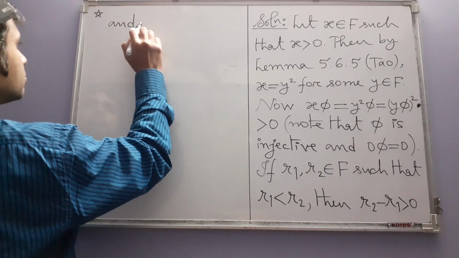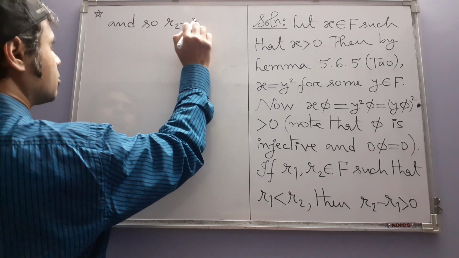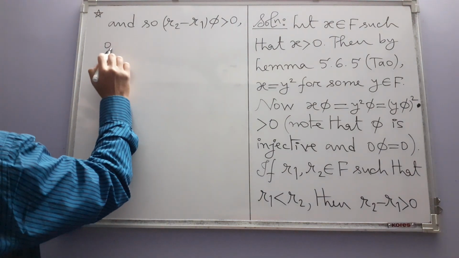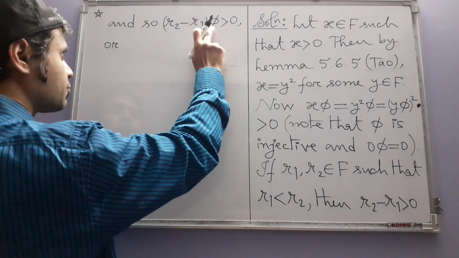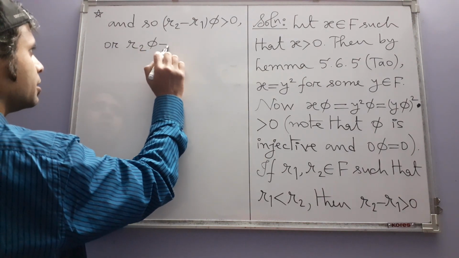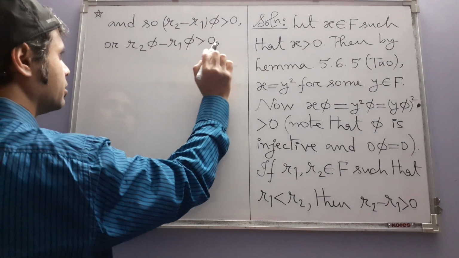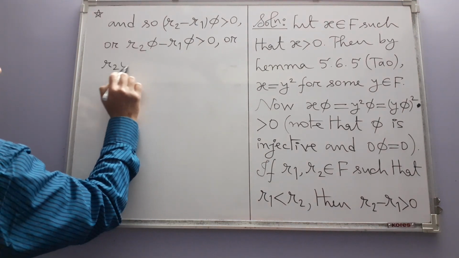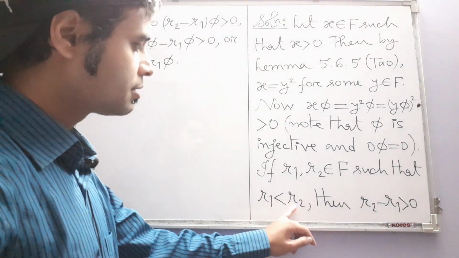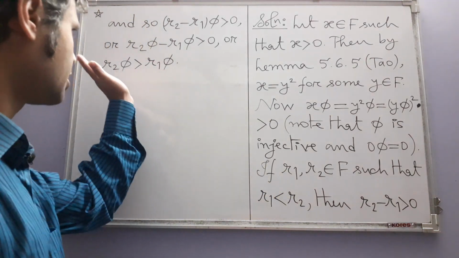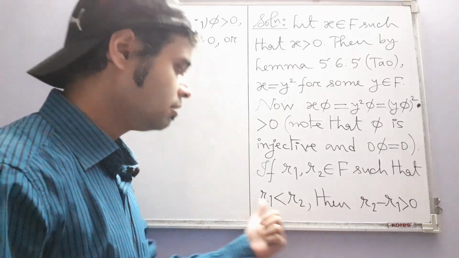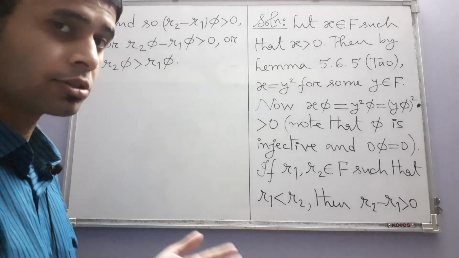And so R2 minus R1 phi is also positive, and we can in fact conclude other things from this. Because phi is a homomorphism, this thing is R2 phi minus R1 phi, that is greater than 0, or R2 phi is greater than R1 phi. That means if R1 is less than R2, then R1 phi is also less than R2 phi. In that sense, it is order preserving. If the numbers are in this order originally, then their images are also in that corresponding order.